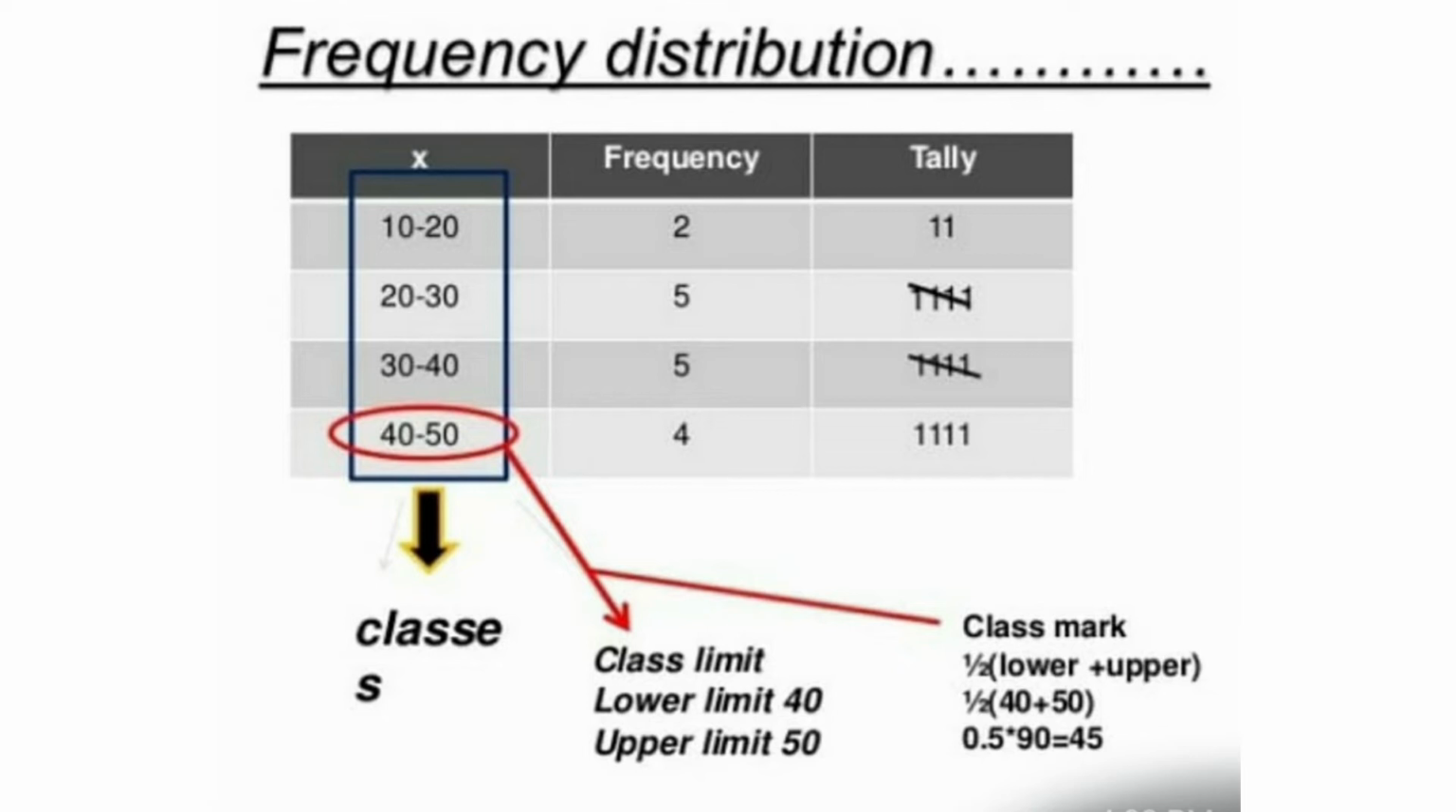So that 2 can be represented as 2 lines. Okay, in binary we have already learned about tally. Next, 5 observations is represented as like this. Then 4 observations is represented as like this. So this is an example of a frequency distribution table. Now we will see separately the frequency distribution table for grouped and ungrouped data.